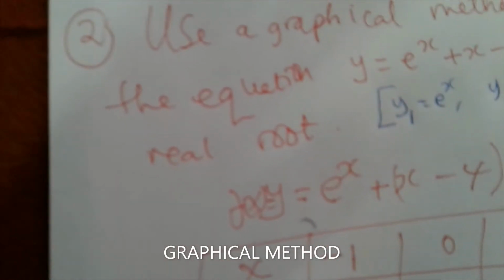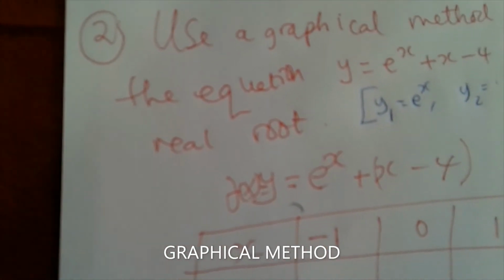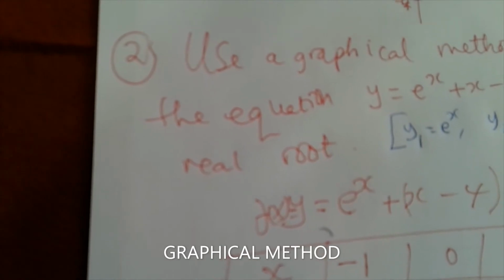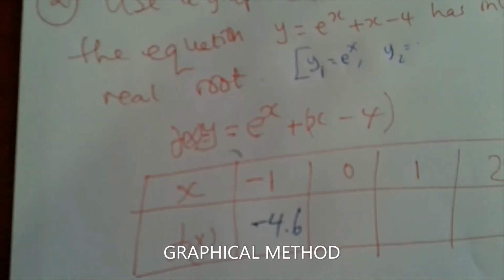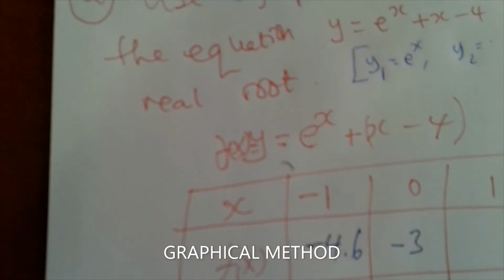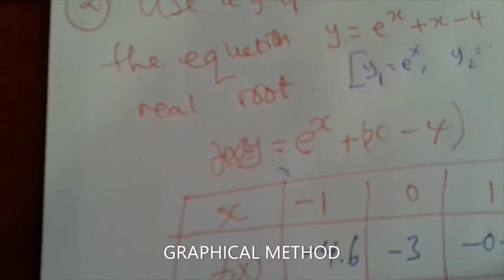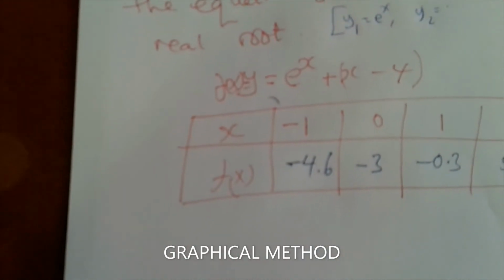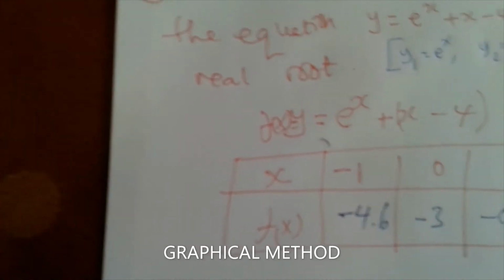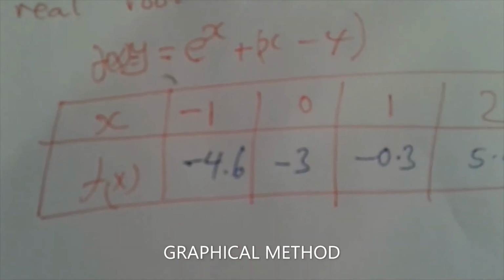Therefore, if you put negative 1 in your calculator, negative 1 shall give negative 4.6. If you put 0, you get negative 3. If you put 1, you get negative 0.3. If you put 2, you get 5.4. And you will see clearly that there are positive and negative values of f of x, and we shall be able to get a clear graph.